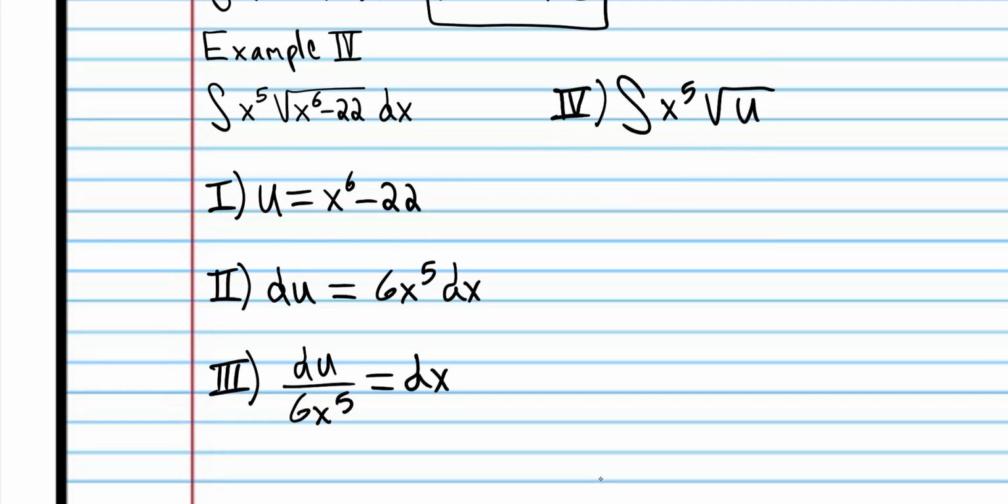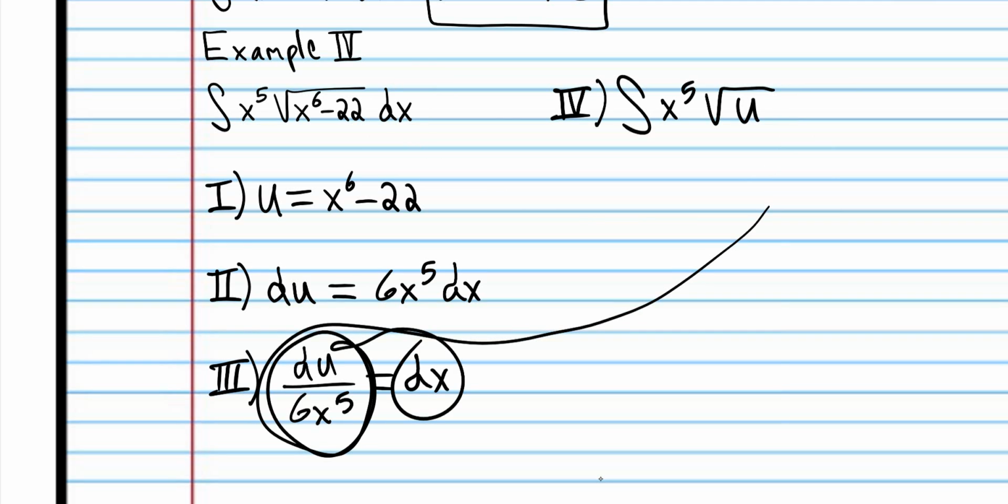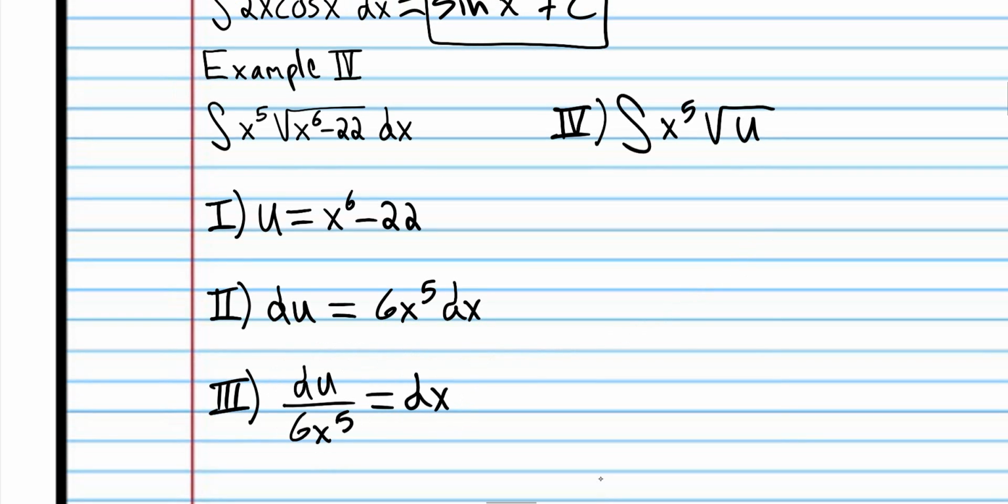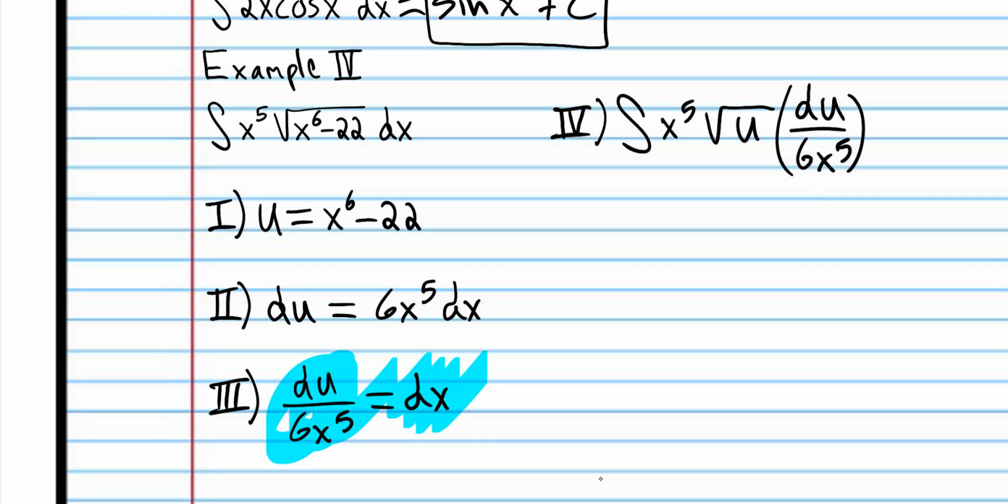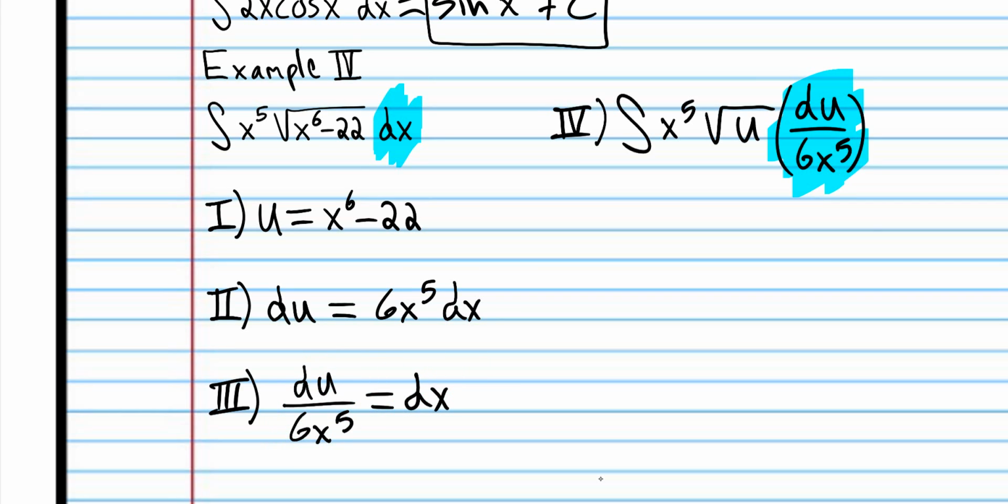And then, you see how we have this dx here? We're going to rewrite that dx, but we're not going to write it as dx. We're going to write it as this thing that we said dx is equal to. You see that down there? So we're going to write du over 6x to the 5th power. So we replaced this dx here with all that.